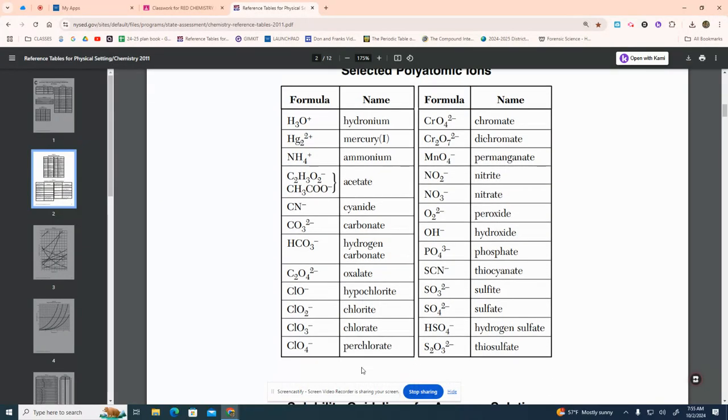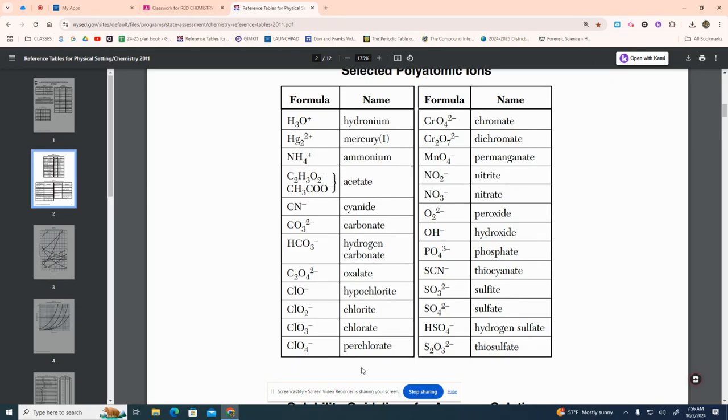Okay. Let's talk about what the word polyatomic means. Poly means many. Atomic means atoms. And ions means it has a charge. Okay? So polyatomic ions are groups of atoms that have a charge. Kind of easy. Now, how did they get that charge?